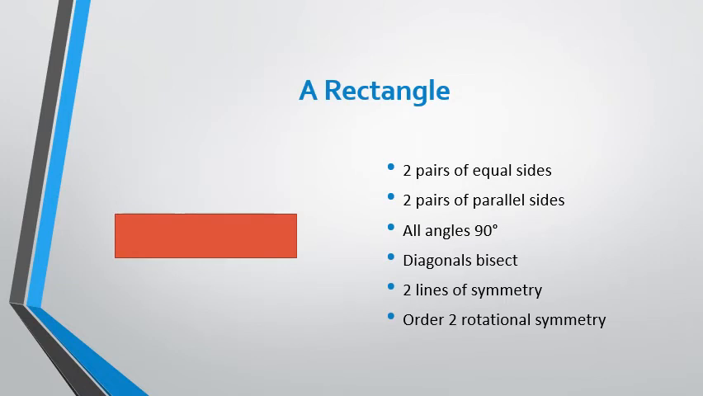Now, this is again a quadrilateral, a four-sided figure, a rectangle. A rectangle has 2 pairs of equal sides, the opposite ones, and 2 pairs of parallel sides. All the angles are 90 degrees. The diagonals just bisect. In the square, we saw that they bisect at 90 degrees, but here they just bisect, that means they cross each other through their midpoints. There are two lines of symmetry only, and the order of rotational symmetry is 2.